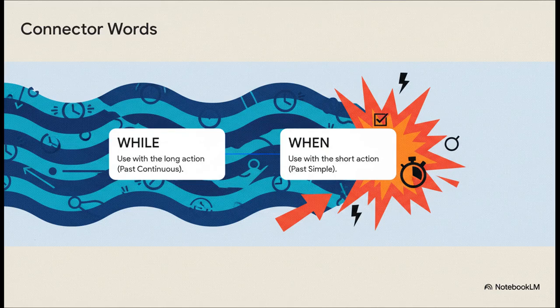Okay, pro tip for you right here. Pay attention to the connector words. As a general rule of thumb, you're going to use while with the long action, the past continuous part. And you'll use when with that short, interrupting action, the past simple.